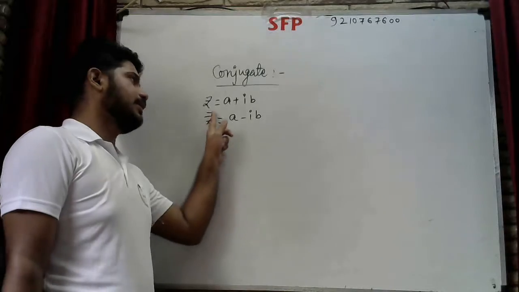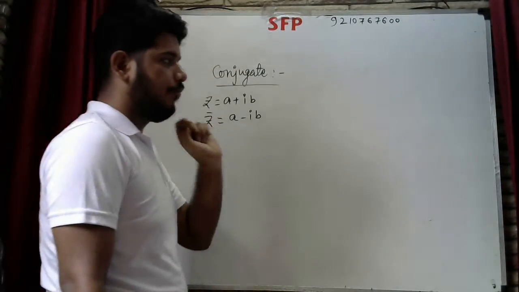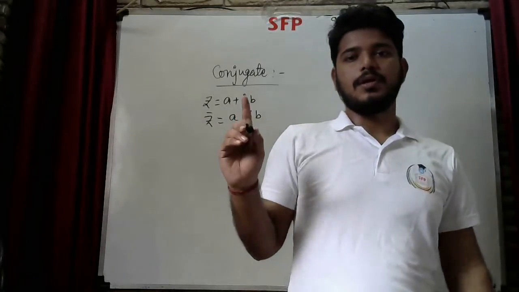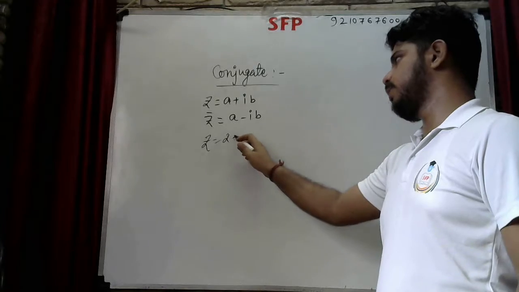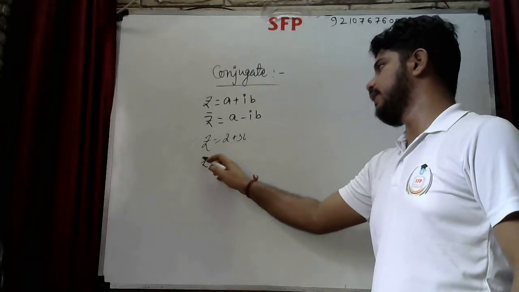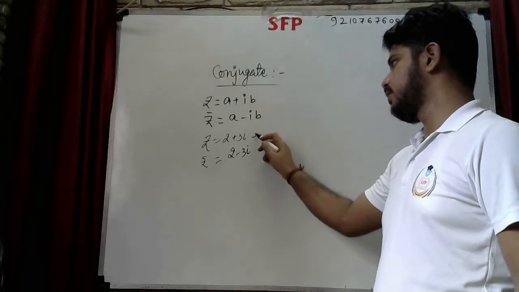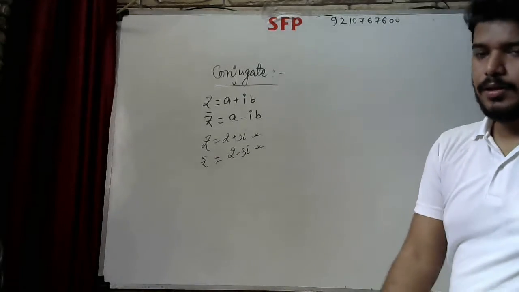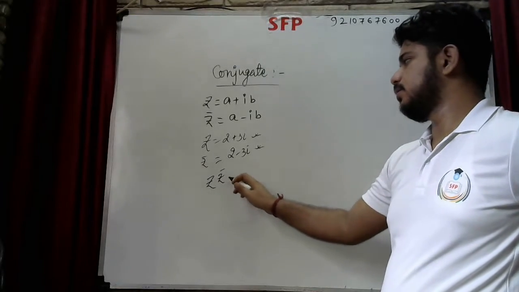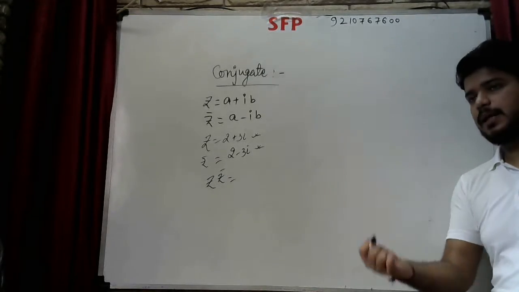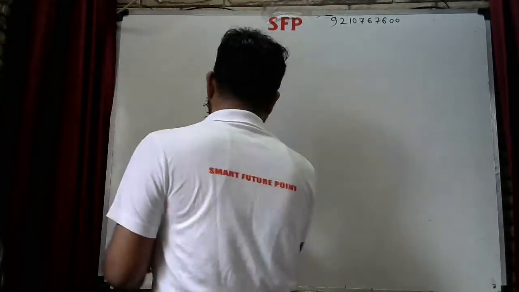This is represented by z bar. Fine. This is known as the conjugate of a complex number. Now if I say z is equal to 2 plus 3 iota, what is its conjugate? This is nothing but 2 minus 3 iota. Now what will be z into z bar? It means you have to multiply a complex number by its conjugate.